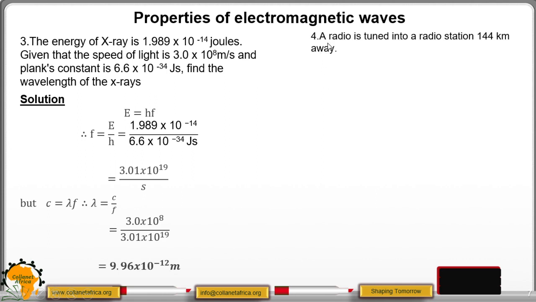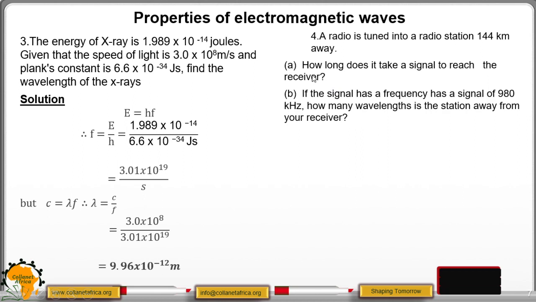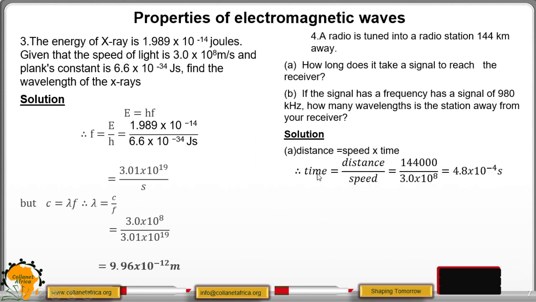Then example number 4. A radio is tuned into a radio station 144 kilometers away. A, how long does it take a signal to reach the receiver? B, if the signal has a frequency of 980 kilohertz, how many wavelengths is the station away from your receiver? We proceed as follows. Distance is equal to speed times time. But now we want time because it is asking how long. So time will be given by distance over speed.